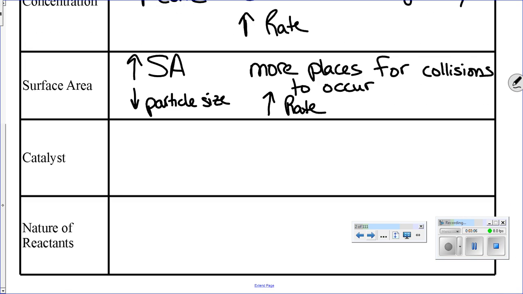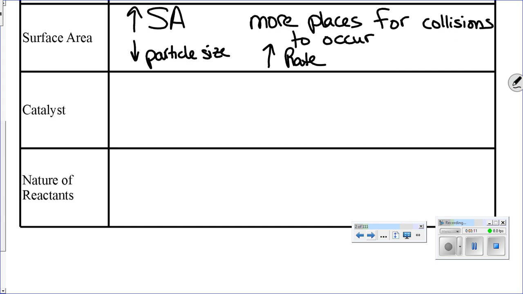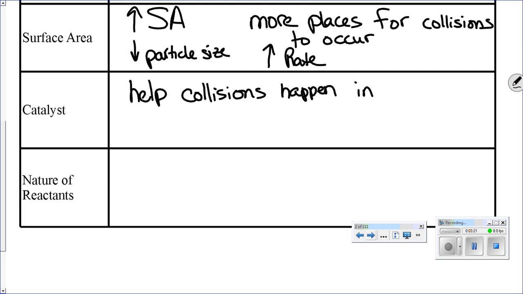We'll speak more about catalysts separately, but essentially what you need to know about a catalyst is that by adding a catalyst, you're going to help collisions happen in a better way. In other words, a more efficient way. There are a number of different ways catalysts work. You've talked about enzymes before, but this will increase the rate of a reaction. And also frequently make it so that a reaction can happen at a lower temperature.